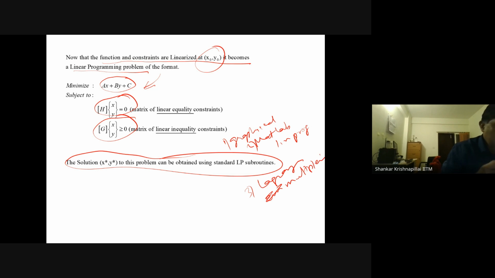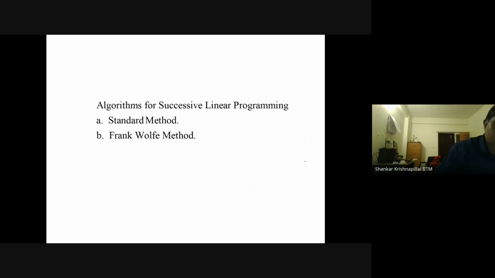Lagrange multiplier method, which you already studied. Okay, so how to do successive linear programming? What you studied up to now is only one step, but you will not obtain the answer in one step. Successive steps are required until you get the converged answer.